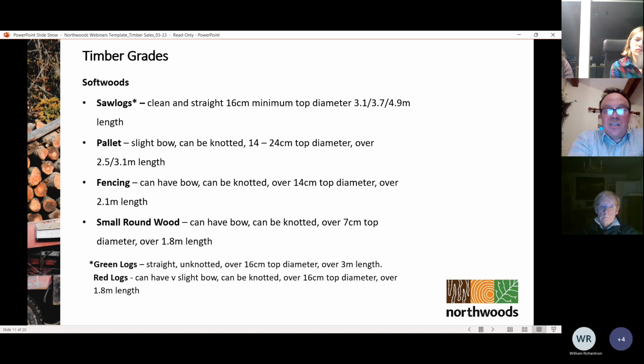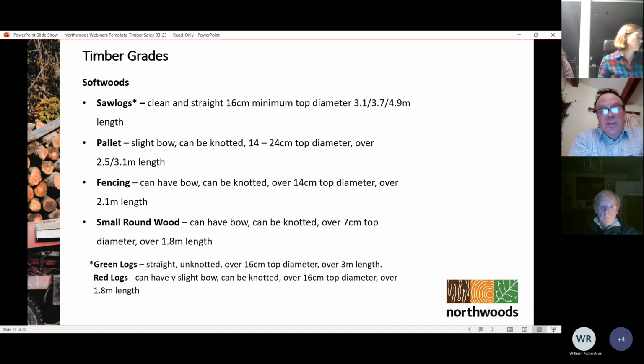Pallet wood is a slightly lower grade. It can have a slight bit of bow and it can be a bit more knotty, 14 to 24 centimetres, and it's normally 2.5 metre lengths, occasionally 3.1, and that is what's used for making the bearers and boards on pallets, which are used in the distribution industry.